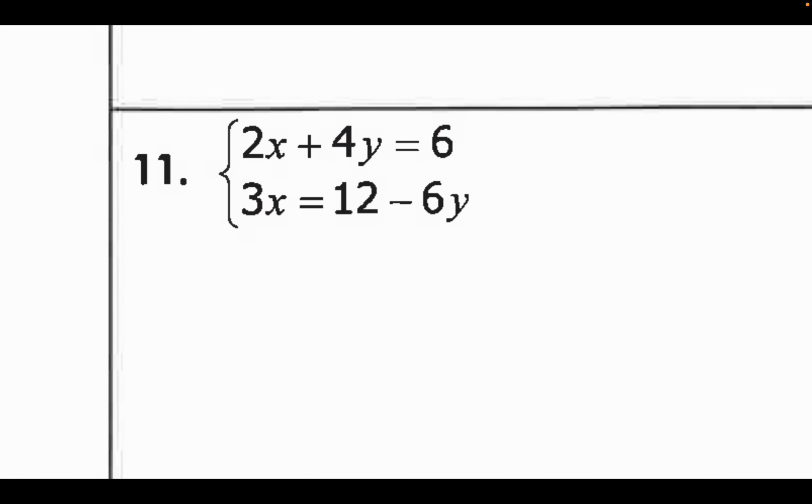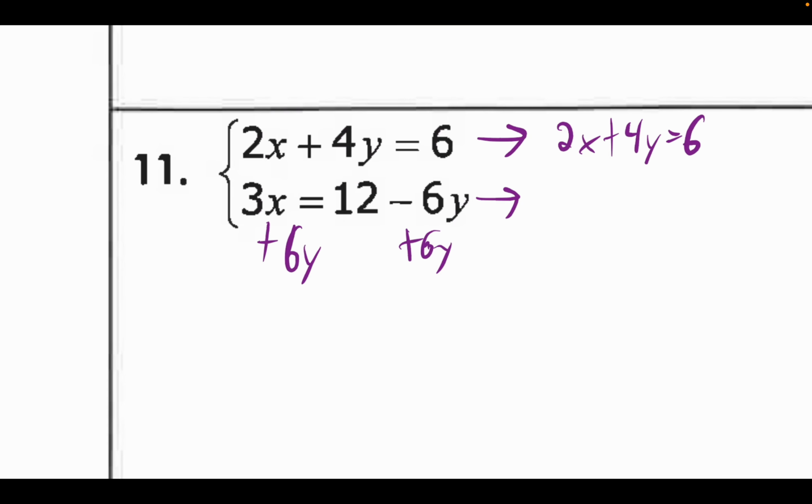So I need to move my minus 6y by adding 6y to both sides. And get 2x plus 4y equals 6. And the other one is 3x plus 6y equals 12. And I will again need to multiply both equations.